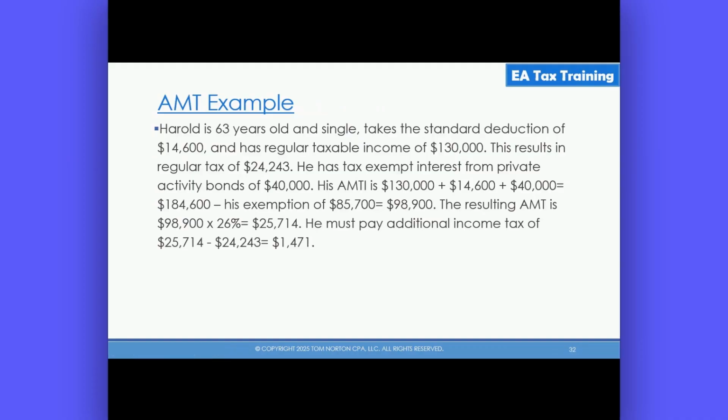So let's look at an example. Harold is 63. He's single, takes the standard deduction, and he has regular taxable income of $130,000. So his regular tax, if you use those tax rate schedules, is $24,243. He has tax-exempt interest from private activity bonds of $40,000.